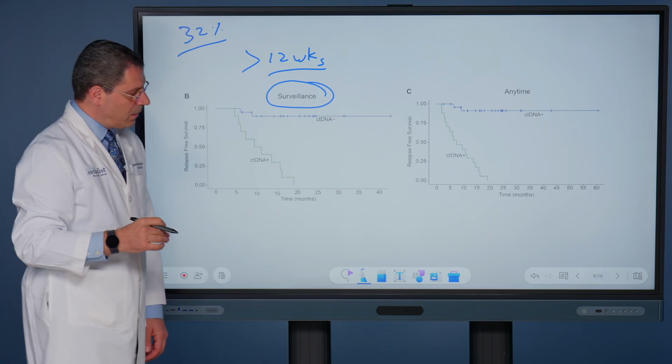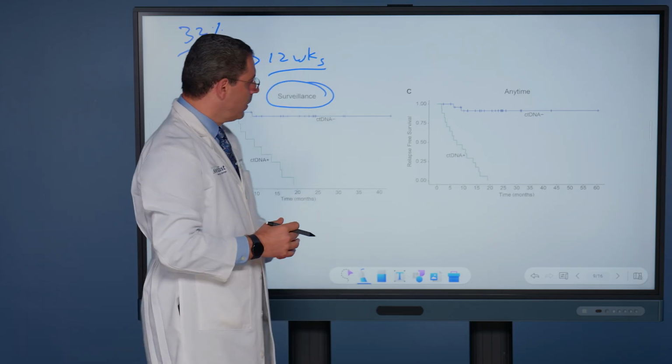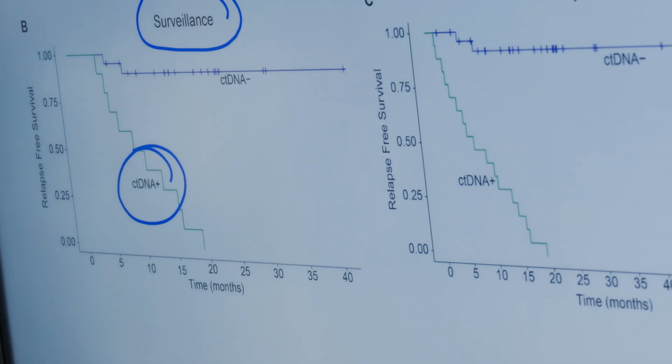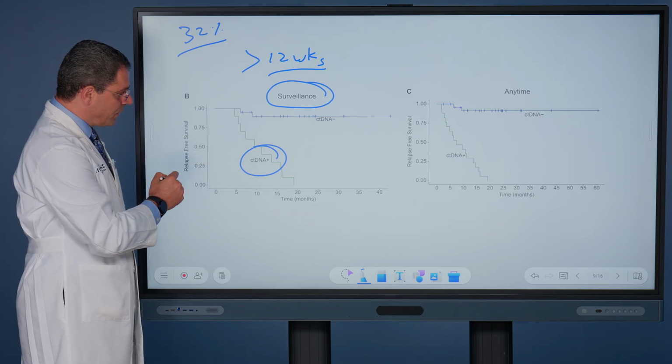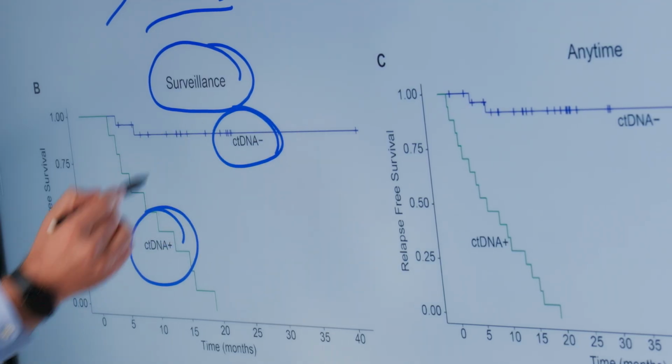And when we look at the relapse-free survival, we have a similar story. As you can see here, patients who have a positive ctDNA in the surveillance window have a disease recurrence, and they have worse relapse-free survival than the patients who have ctDNA negativity.